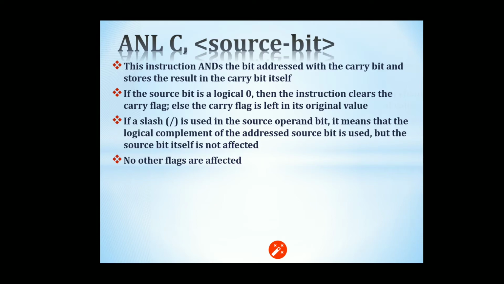ANL C, source bit. This instruction ANDs the bit address with the carry bit and stores the result in the carry bit itself. If the source bit is a logical 0, then the instruction clears the carry flag, else the carry flag is left in its original value. If a slash is used in the source operand bit, it means that the logical complement of the addressed source bit is used, but the source bit itself is not affected. In this instruction, no flag will be affected.